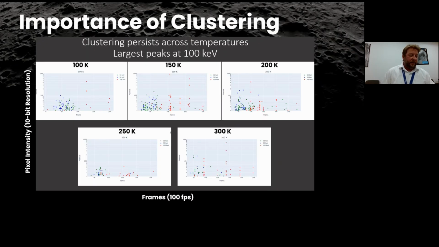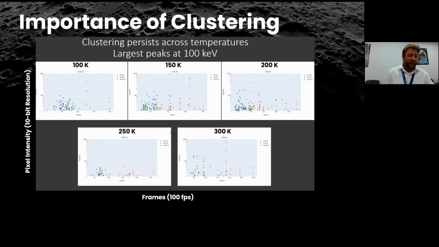Now the importance of this is that it occurred at all temperatures. There was some temperature dependence that we're still looking into and analyzing, but one would expect at the lower temperature you would see the most frequent discharges, and there was a trend towards that. But even at 300 Kelvin, we still saw charging buildup on this dust and these plumes occurring.